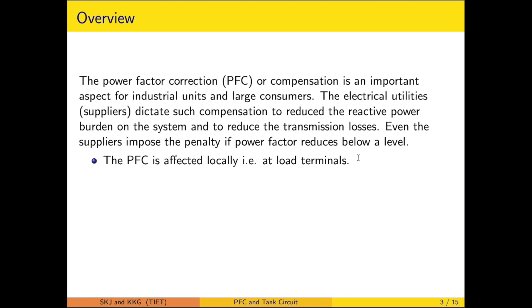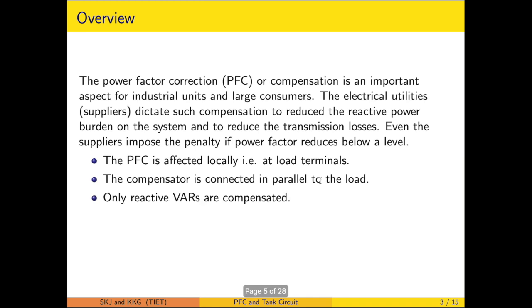So how is this power factor correction effected? It is effected locally. This means industrial units are connecting the compensator at the load terminals. This is connected in parallel with the load, so the load characteristics are not getting affected. And as mentioned, only the reactive component is getting compensated. In this way, the overall power factor is getting improved.